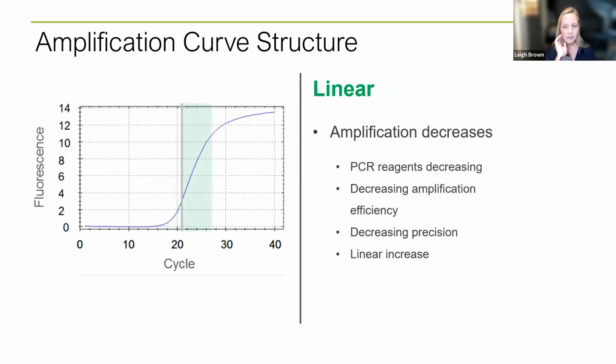Okay, and then we have the linear stage. At this point, your PCR reagents are starting to decrease. You're running out of stuff, not too much, but as you go, the more things you'll run out of. Your amplification efficiency will go down. We're having a little bit less precision, but we still have that linear increase.